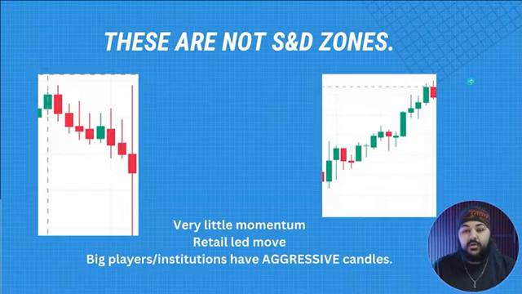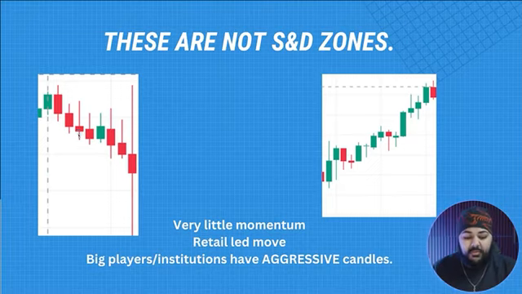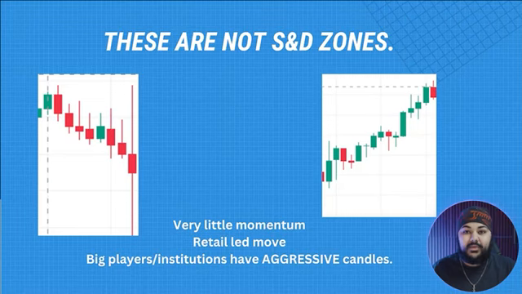So a quick thing is that not all selling is a supply zone and not all buying is a demand zone. Over here on the left, we have some selling, small candles, very low momentum. It's basically a retail-led move. And big players and institutions have aggressive candles with a lot of momentum. These examples here don't have momentum, and they definitely aren't aggressive. Understanding what a zone isn't is also a big part of knowing what a zone is.